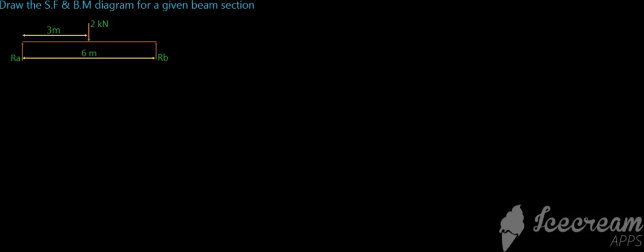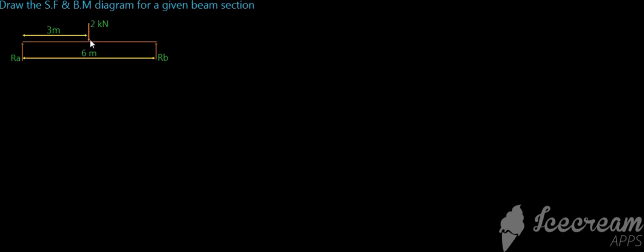Hello friends, today I am going to teach you how to draw the shear force and bending moment diagram for a simply supported beam with concentrated load. That concentrated load is known as a point load. This is the support reaction RA and RB, and the concentrated load acts at the middle point of the beam section.